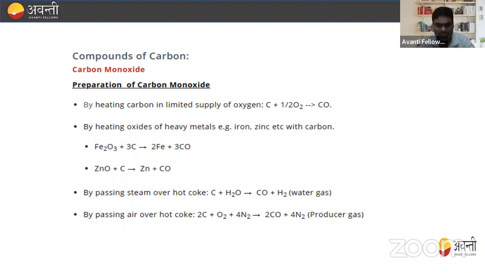That's why it is also known as syngas or the water gas reaction, right? Now, by passing air over hot coke, that is 2C plus O2 and N2, it will also produce CO plus N2. This is known as producer gas. The upper one is known as water gas. CO plus H2 is known as water gas, and CO plus N2 is known as producer gas. Always remember this, right?